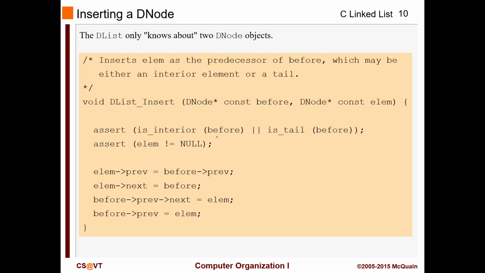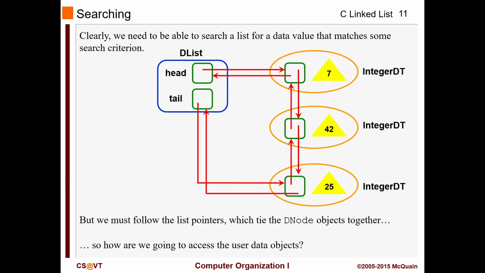And there's the usual error checking, where we check whether before is actually inside there. Is it the tail or not? Is the element we have sent as a parameter actually a valid object or not? And then we are using our code to do the insertion. The insertion itself is pretty easy. So yeah, then comes the searching part.